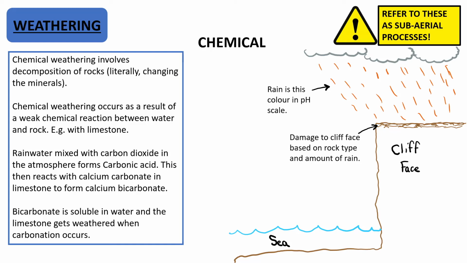And as you can see, I've done something similar here with the rain by drawing it as the colour it would be in a pH scale, which is acidic, so it's orange. Slightly acidic.